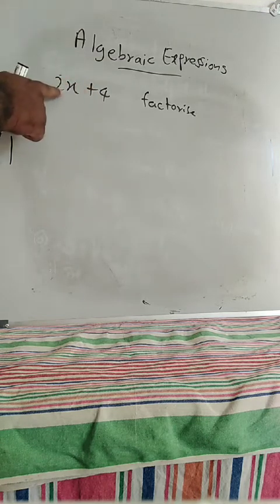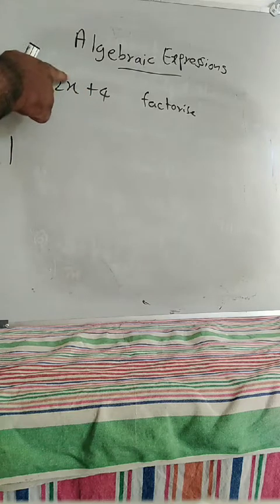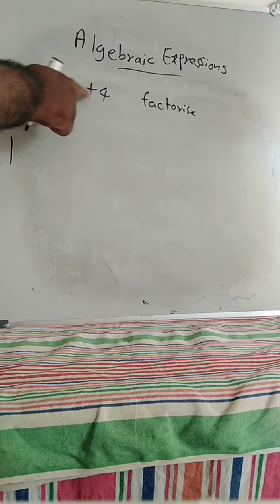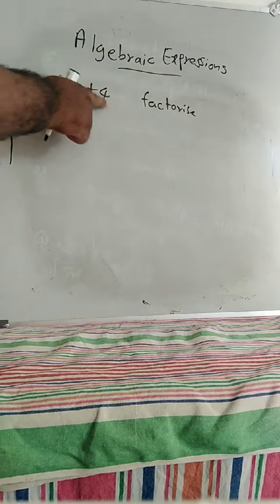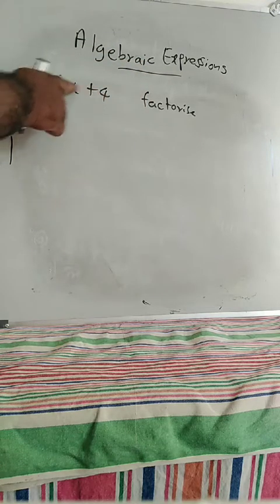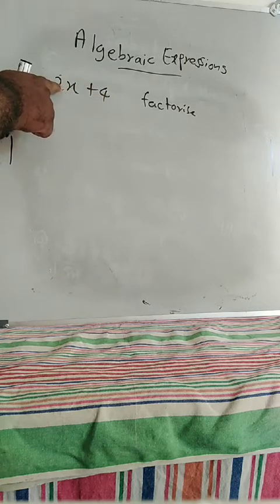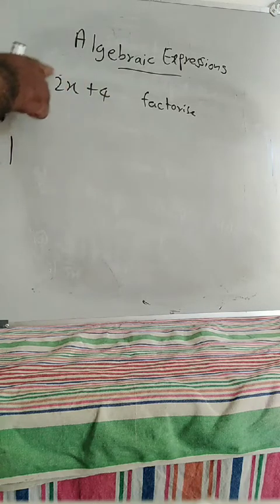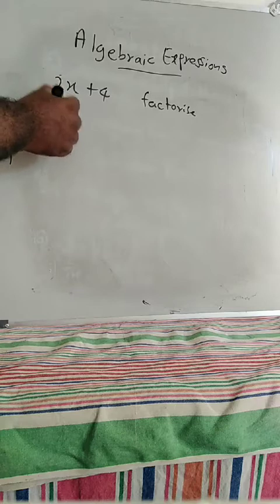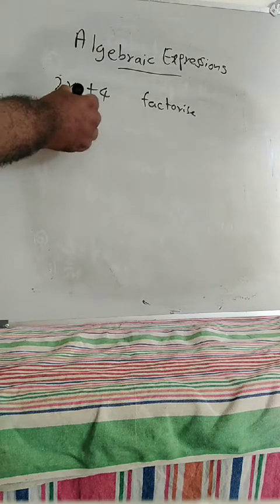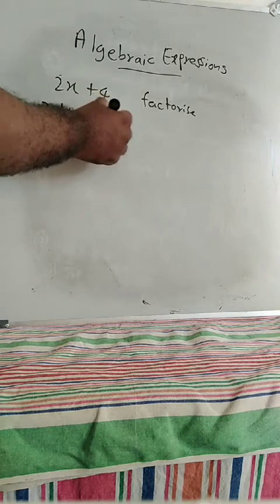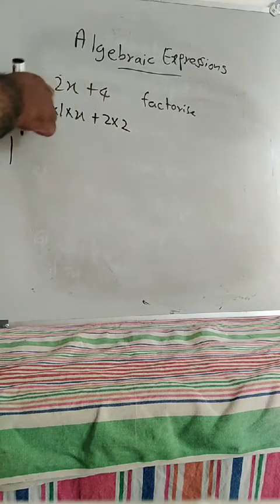When we simplify this, 2 terms are there. 2x is 1 term, 4 is 1 term. Here the known terms are 2 and 4. Then 2 and 4 are multiples of 2. When expanded, 2 is 2 into 1 into x. Then 4 I can write as 2 into 2, because both are multiples of 2.